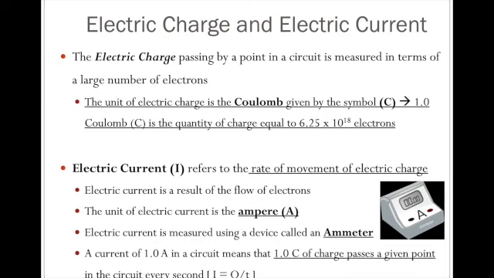Okay, let's talk about charge and current. I can't remember if we've mentioned current. Oh, yeah, current electricity. Well, current electricity gets its name from this concept called current. One thing is called electric charge, which is passing a point in a circuit, measured in terms of a large number of electrons. So we use this unit of charge. Each electron basically has one unit of charge. It is one negative charge for an electron.